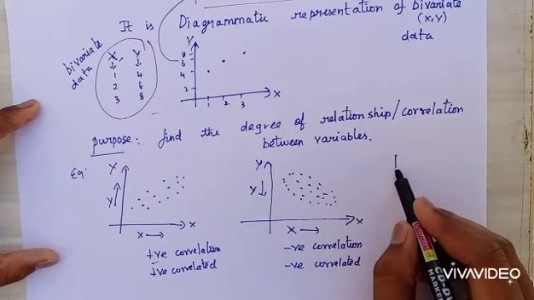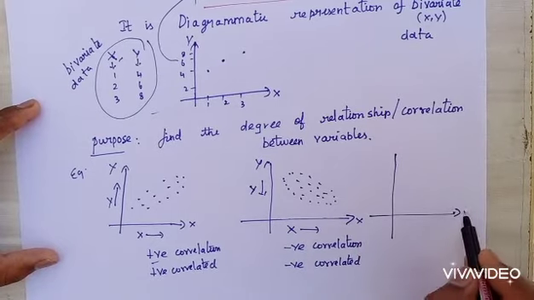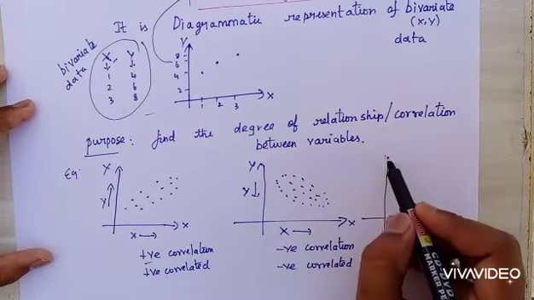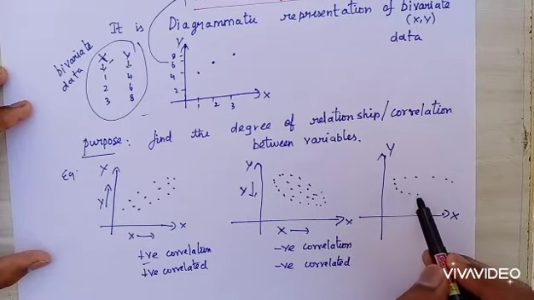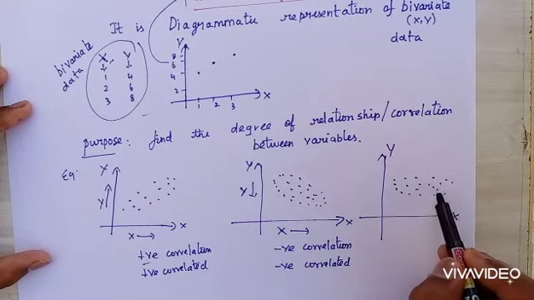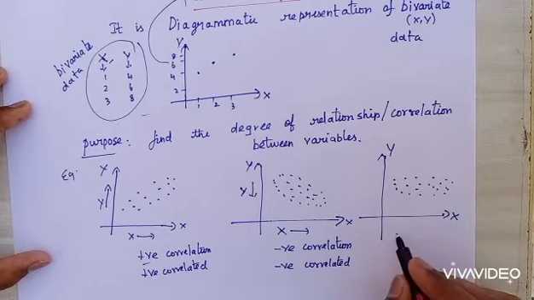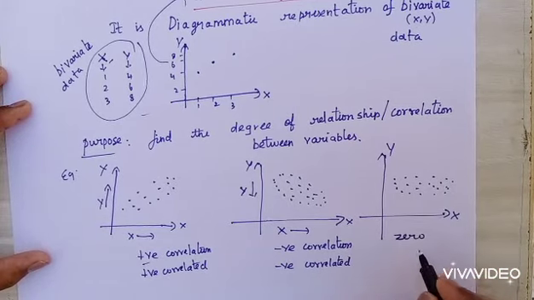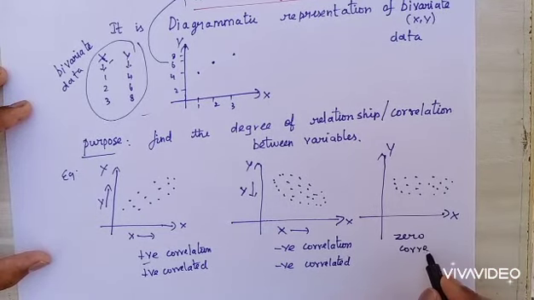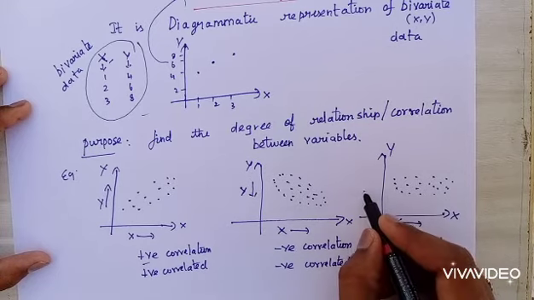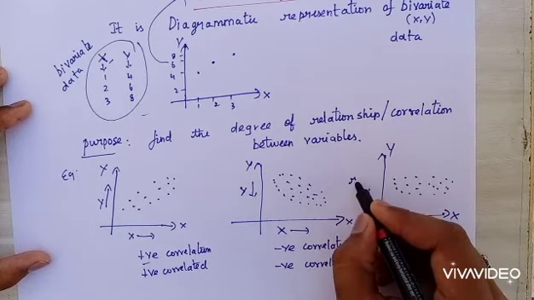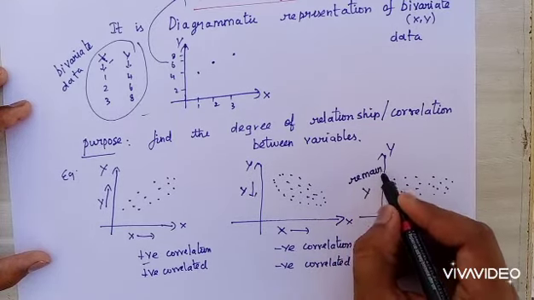If the diagram is like this, here x, here y, then we will say zero correlation. Because if the x increases, the y remains constant.